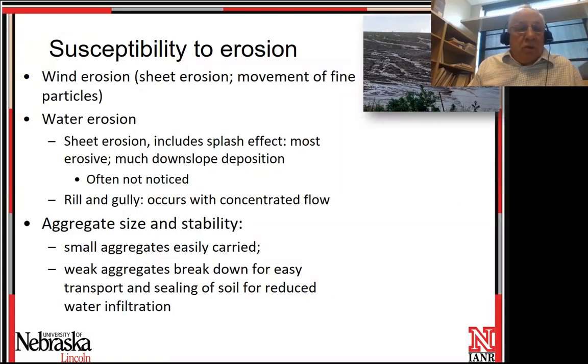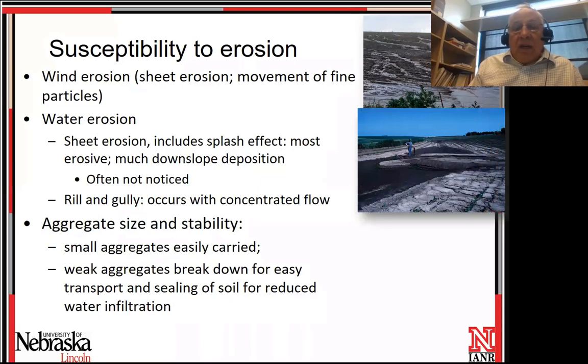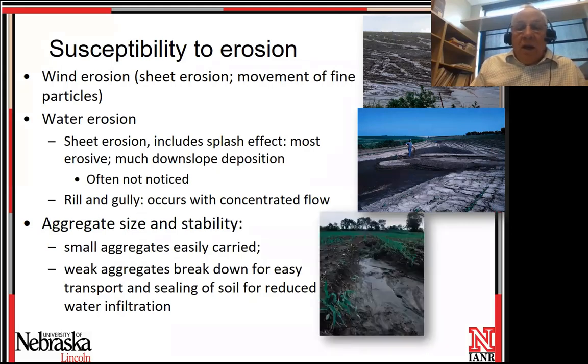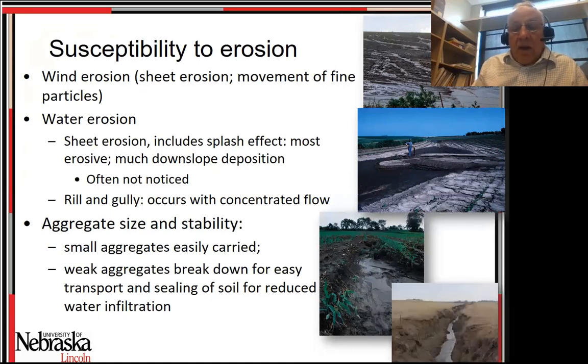Much more visible to us is rill erosion, as we see in the photo in the upper right. Here we have a case of sedimentation in a terrace channel, showing that the terraces with the tile outlet riser is very effective in preventing loss from the field. We have ephemeral gullies, which are very noticeable for us, and these would typically be closed with tillage every year. And then our permanent gullies.